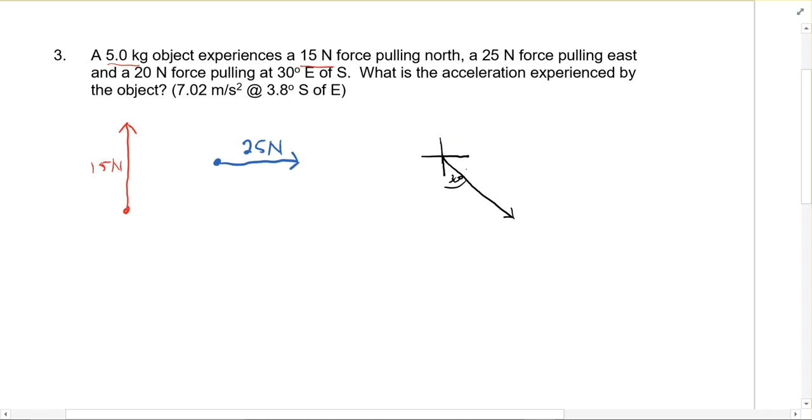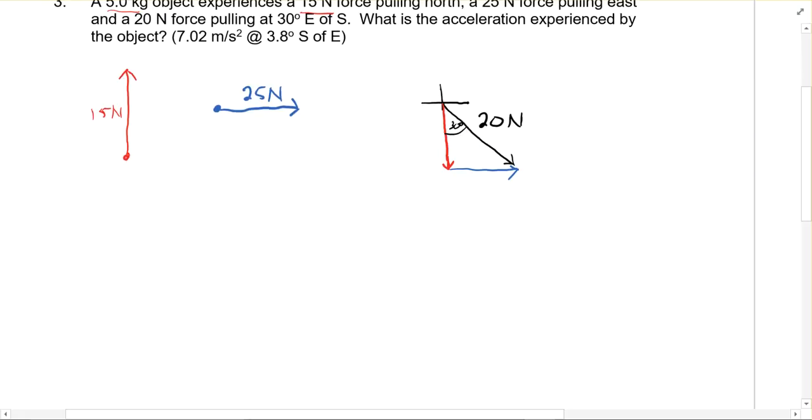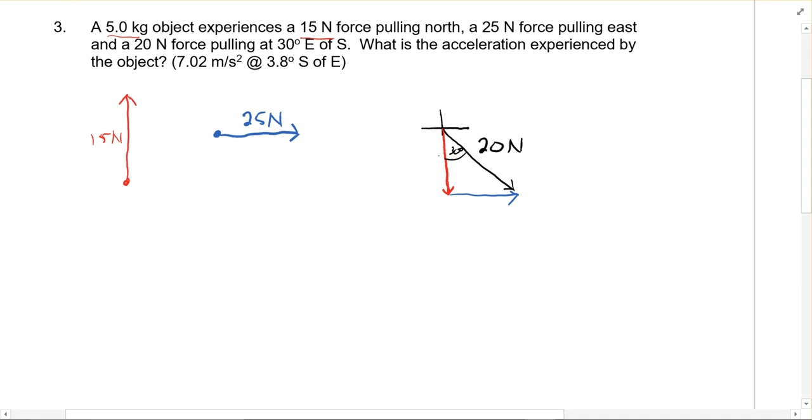Okay, so now I have to break this thing into its components. So I'm going to have a red arrow going down. I'm going to have a blue arrow going to the right. And then you can see what we're going to do in the end here is we are going to make a new triangle out of this and figure out what the net result is. So just like we did in the last unit with displacements and velocities, now we're just doing it with forces. Okay, so we got to figure out what these red and blue arrows are.